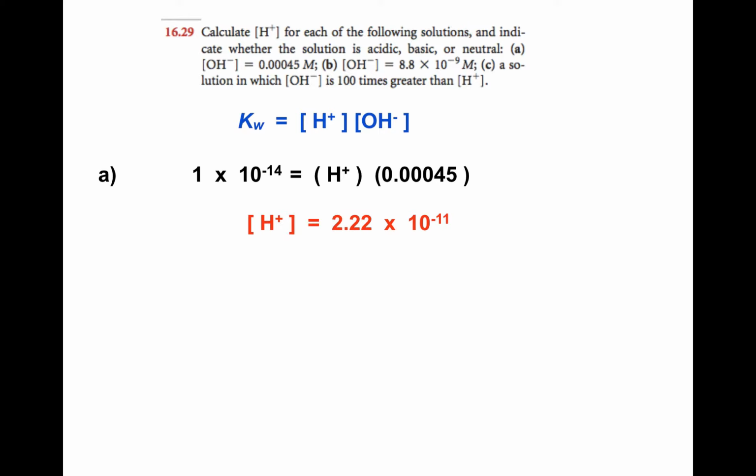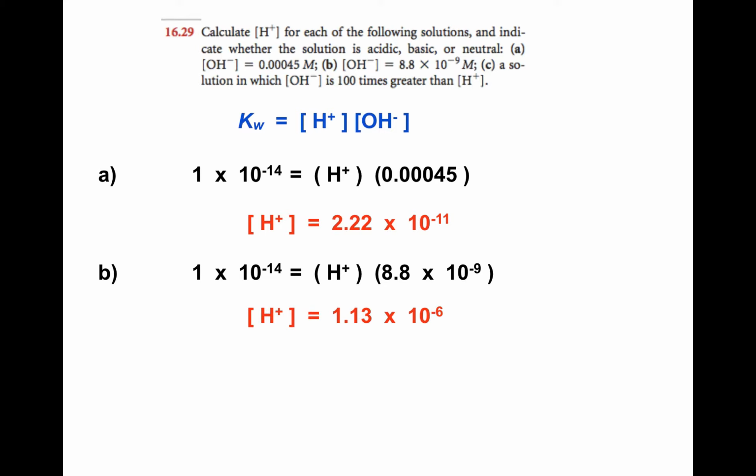For B, the hydroxide concentration is 8.8 times 10 to the minus 9. Well, 10 to the minus 9 is lower than 10 to the negative 7, which is what you would get with a neutral solution. So as the OH concentration goes lower than 10 to the negative 7, the H plus concentration is greater. When I divide both sides by the OH concentration, I get an H plus concentration greater than 10 to the negative 7, which would be the neutral solution.